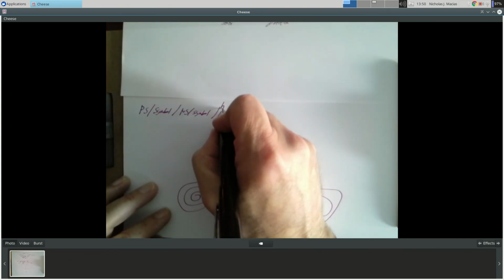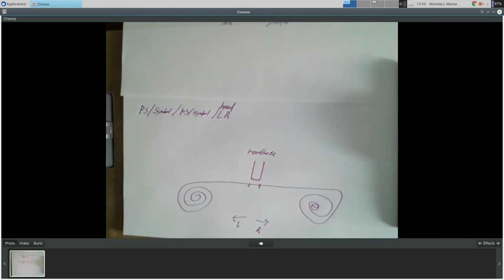It makes more sense physically to move the tape, but I'm usually going to talk about moving the read-write head because it's just easier to draw. We'll use an arrow to say where the read-write head is moving, and we'll just move that back and forth, left or right.